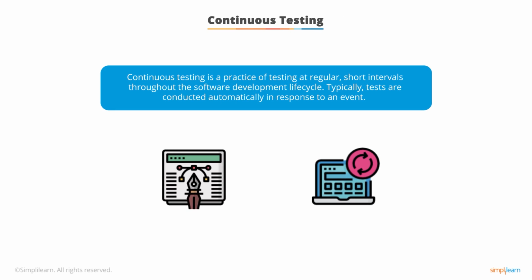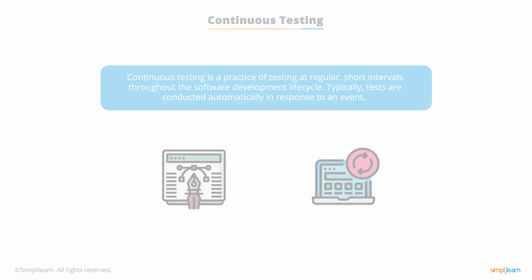Continuous testing is the practice of testing at regular, short intervals throughout the software development lifecycle. Typically, tests are conducted automatically in response to an event in the software development lifecycle. For example, when a developer commits code to a release branch or when a merge is conducted into the overall code base. Also, testing is done automatically on new environments as they are provisioned. The overall intention of continuous testing is to test early and test often.